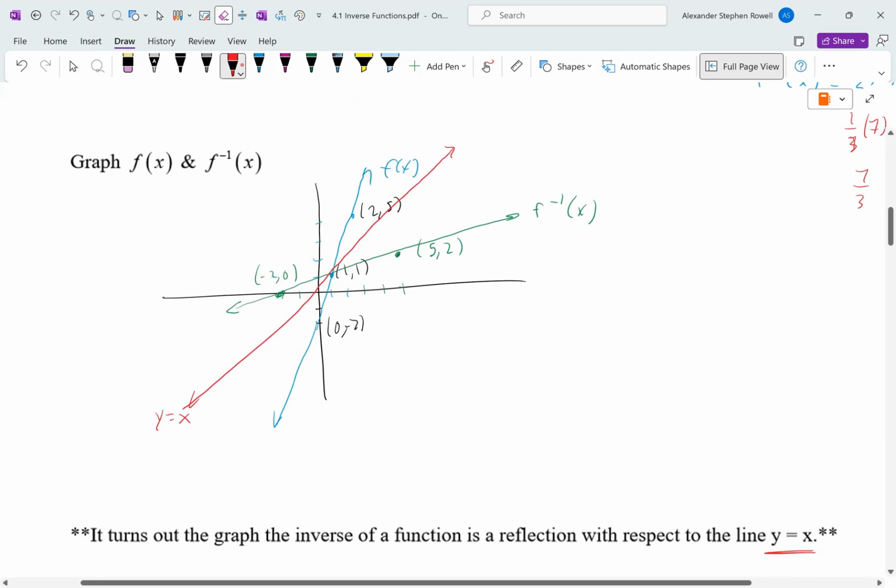All right, any questions about this? So that means it should be symmetric about that line.